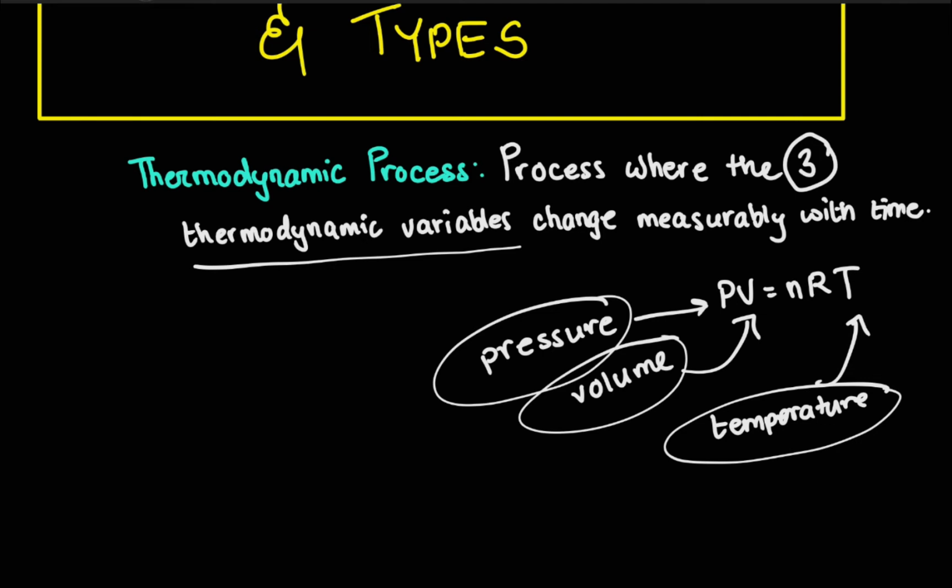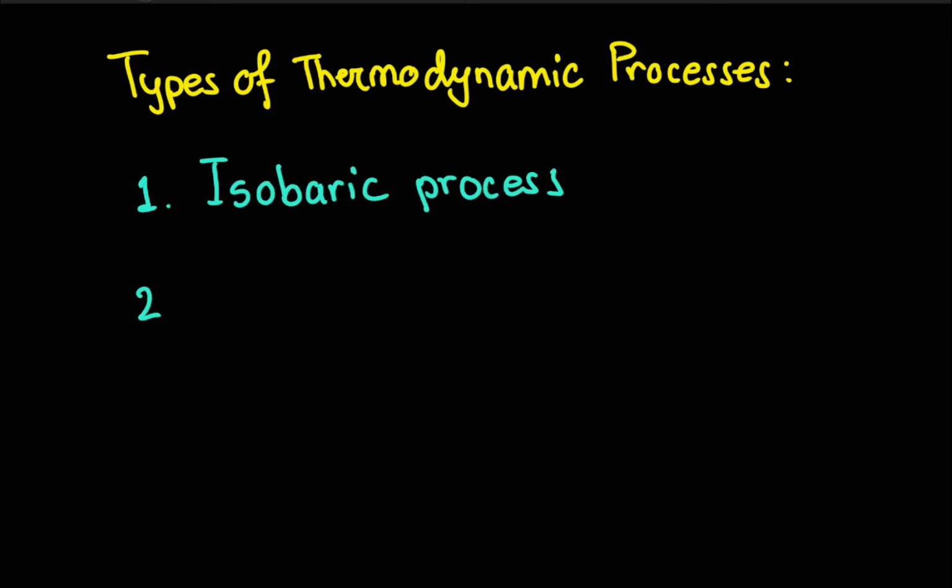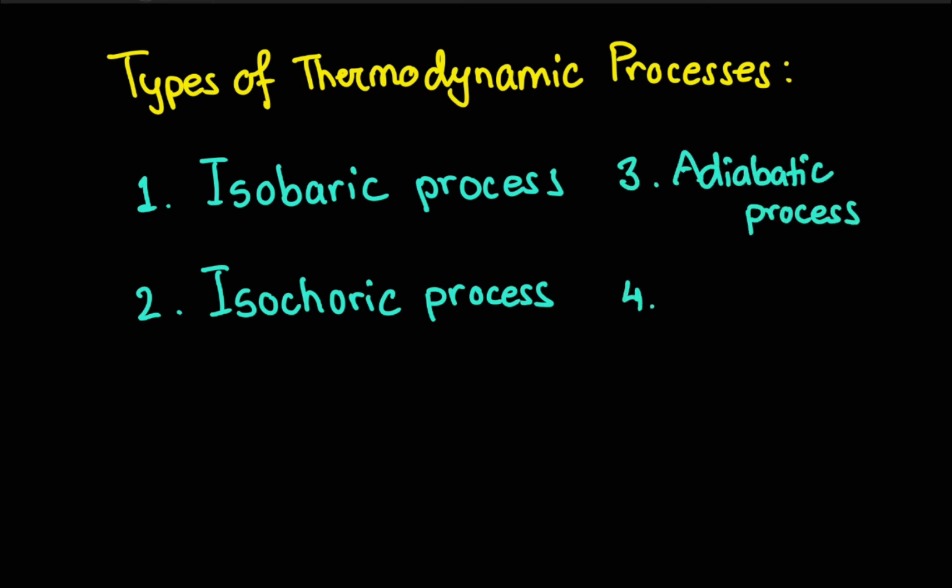All right? Okay. So based on this, we have four types of thermodynamic processes, which are isobaric process, isochoric process, adiabatic process, and isothermal process. So let's proceed with the idea of the isobaric process first.